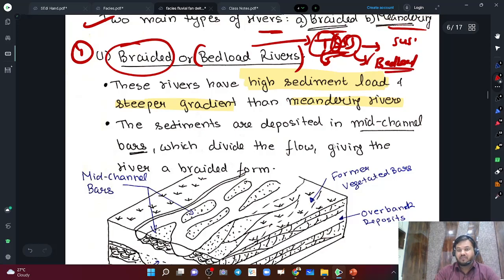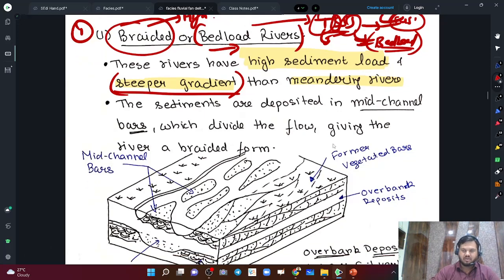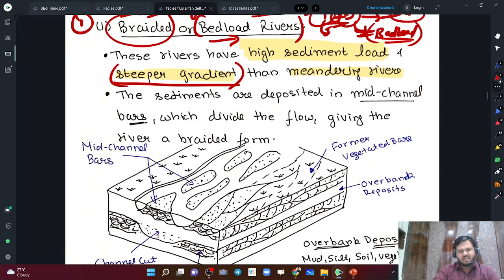If it has low energy, that means there is a chance that it is carrying finer sediments, right? Finer sediments are mostly carried by suspension, right? So a braided river has high energy because they have a steeper gradient. If they have a steeper gradient, that means they have higher energy. So that is why we call them bed load. They carry a lot of sediment along their bed, through traction and through saltation. So that is why they are named this way. You should remember this. So these sediments are deposited.